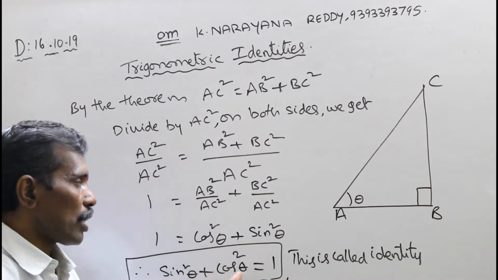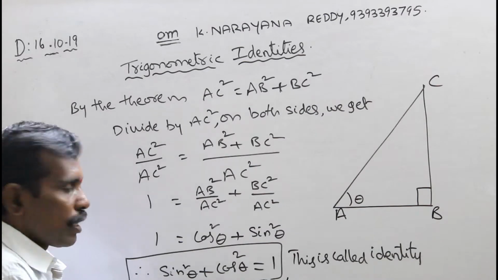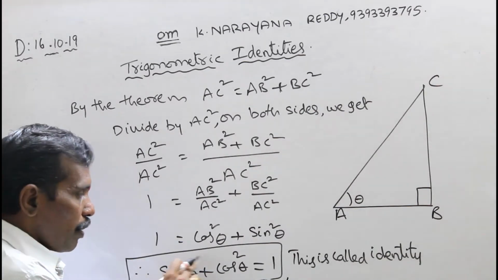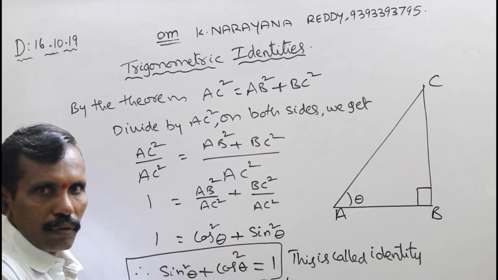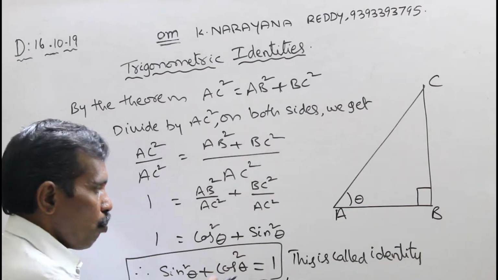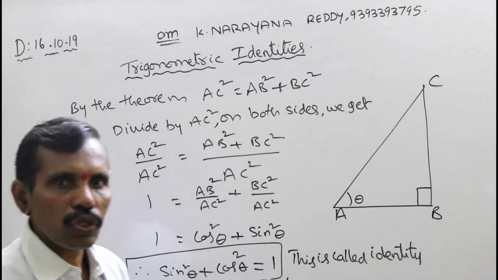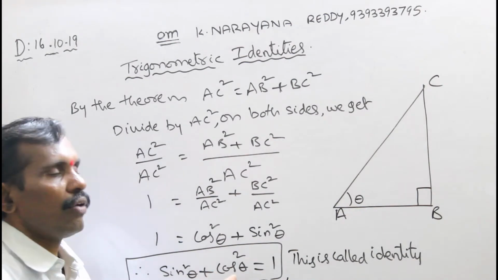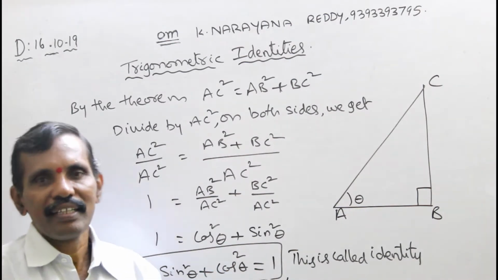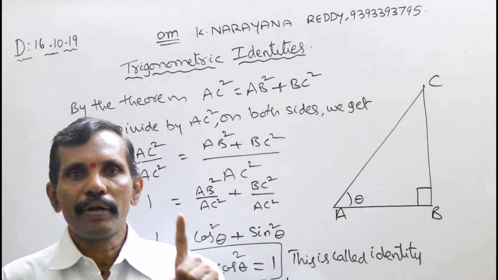Sin square theta plus cos square theta is equal to 1. Suppose you can substitute 45. Sin 45 is 1 by root 2, 1 by root 2 whole square is 1 by 2, plus cos 45 also 1 by root 2, whole square 1 by 2. 1 by 2 plus 1 by 2, 1. So you can substitute any angle in this place of theta, you can get 1. That is identity. That is called trigonometric identity.